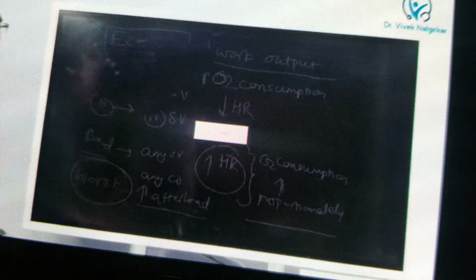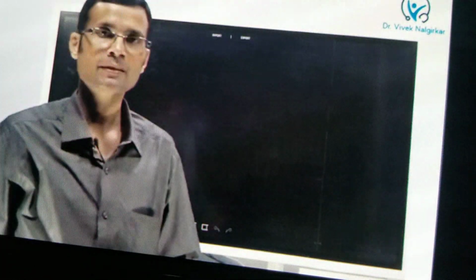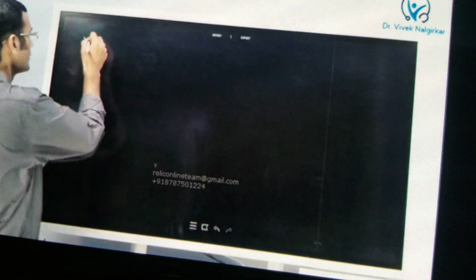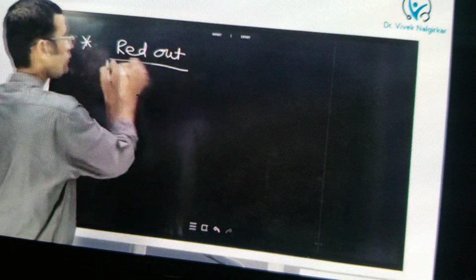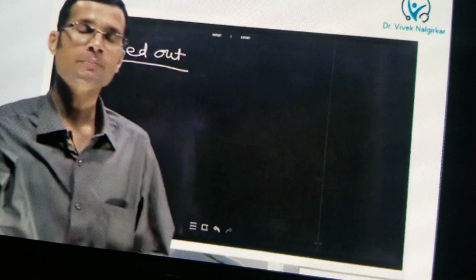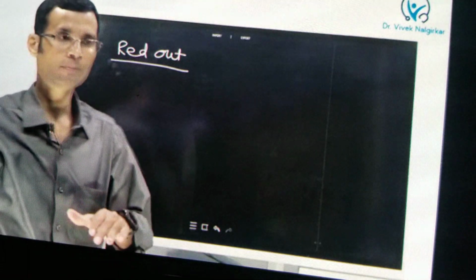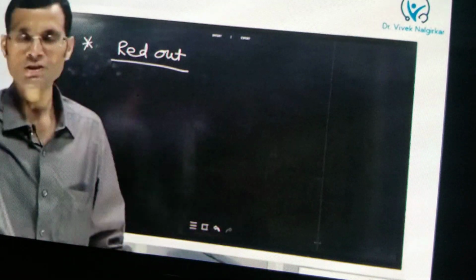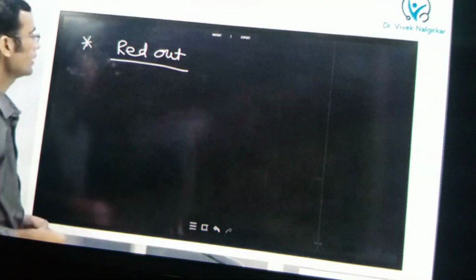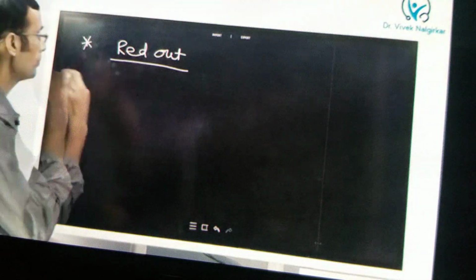Let's finally see some environmental aspects and exercise. Miscellaneous topics in cardiovascular system. Let's see the effect of gravity, for example. There was an MCQ. Redout results from what? Positive G, zero G, G is gravity of course, negative G or high barometric pressure. Redout occurs from negative G. Blackout occurs from positive G.